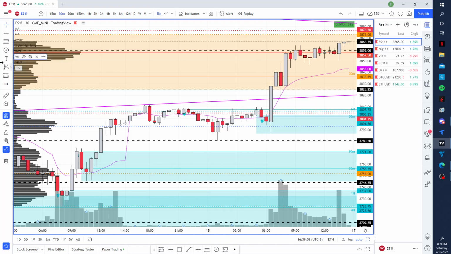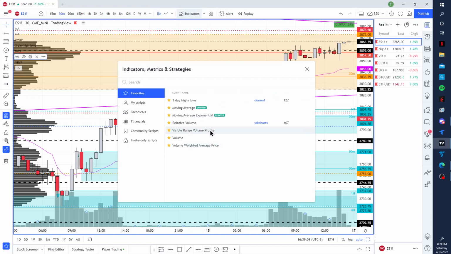Yeah, so that's pretty easy. And the last one I do is the VRVP. This is the visible range volume profile. And these are all the same. These are all the ones that I just talked about. So if you want to take a screenshot or just look at it, those are the ones I've gone over. But this last one is the visible range volume profile.